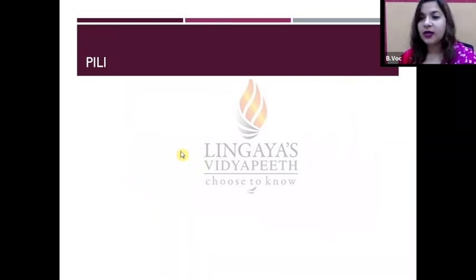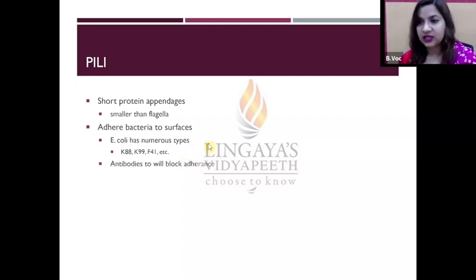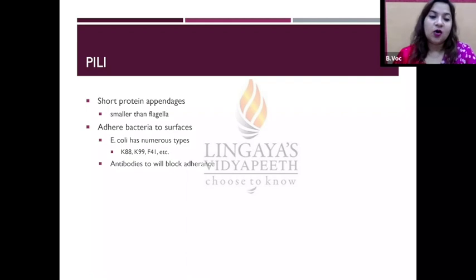Now talking about the pili. So what is pili? Pili are the short protein appendages which are present in the bacteria. These are smaller than the flagella. What is their function? The main role of the pili is providing the attachment of the bacteria to the host cell or any other thing. All right. So the adherence is provided by the pili.